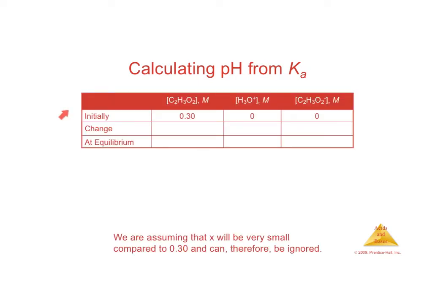Now we can go ahead and fill out our RICE table as we did before, what we would do with any equilibrium problem, where we have our reaction species, our initial concentrations, our change in concentrations, and our equilibrium concentrations. Unlike the previous problem, we don't have any values for the changes in concentration or equilibrium concentrations of any of our species. So we're going to have to stick with x and plug it back into our equilibrium constant expression.